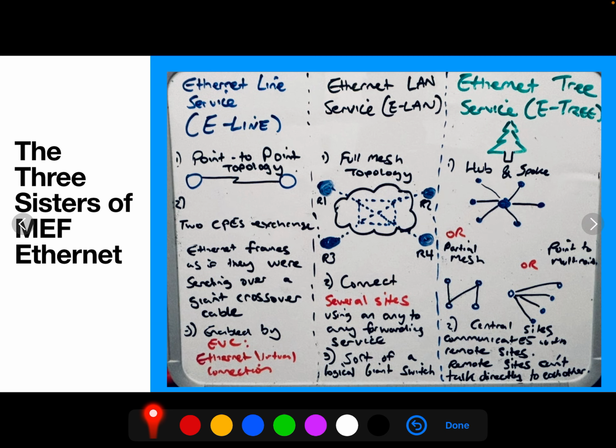Here you just have two CPEs. You can send either way. Here we've got several routers connected, and Ethernet frames can be sent either way. But here, the central site has to send to the remote site. The remote sites here, for example, this is New York, and let's say that's Boston, can't send directly to each other.